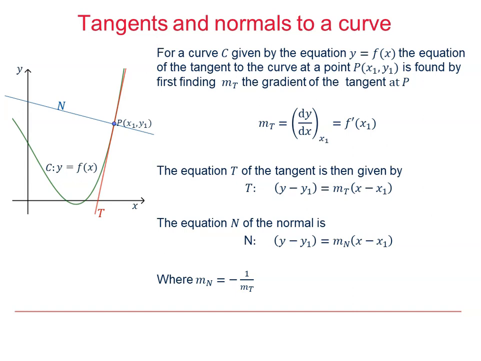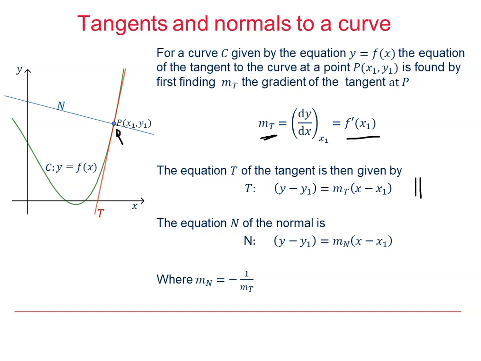Well, this method of finding tangents and normals you should be very familiar with now. The idea is that we can calculate using calculus the value of the gradient of the tangent, m_t, which will be f dashed x1, the value of the gradient at the point that we're considering, and then use the straight line equation y minus y1 is equal to gradient times x minus x1.